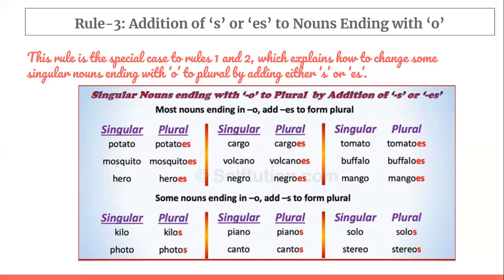But some nouns only require a single S. For example, photo, solo, piano, kilo. All these end with O, but some of these only take a single S at the end of the plural form.